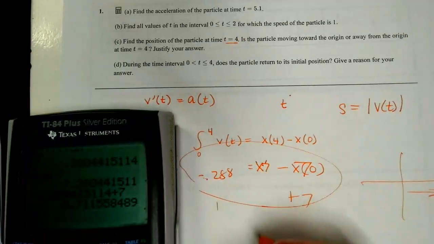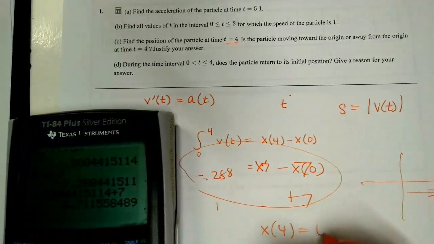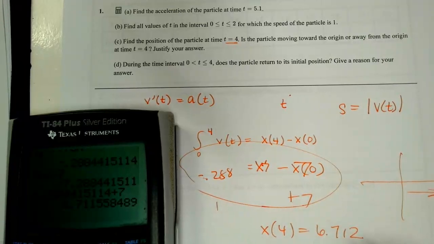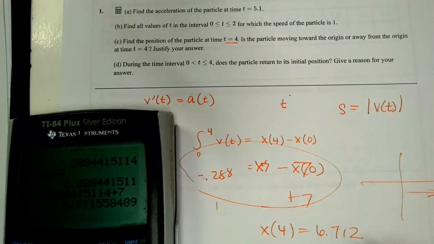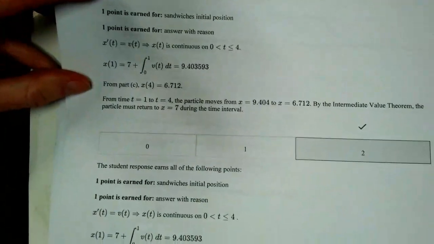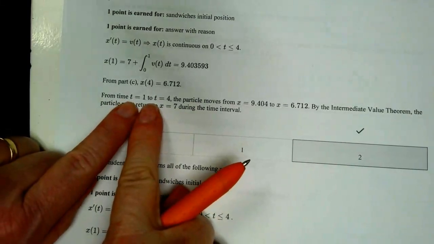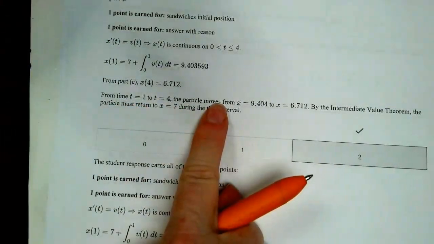Calculator. So they said x of 4 equals 6.712. I took some, I know what I'm talking about. Trust me. I don't even know what this means, honestly. Oh, they used intermediate value theorem. But how did they get T of 1? Did we find T of 1 somewhere? No. From time, here, I'll show you. They used intermediate value theorem, but from time T equals 1 to T equals 4, the particle moves.